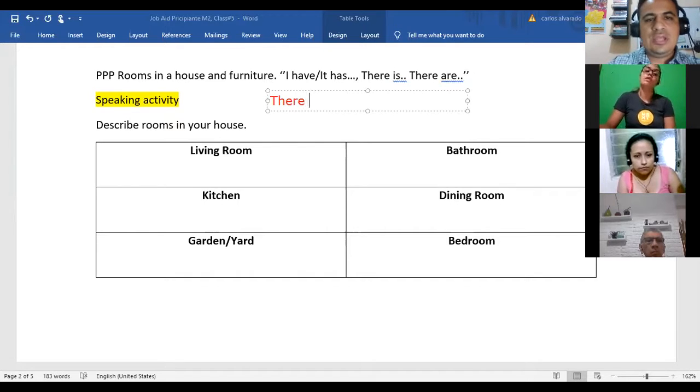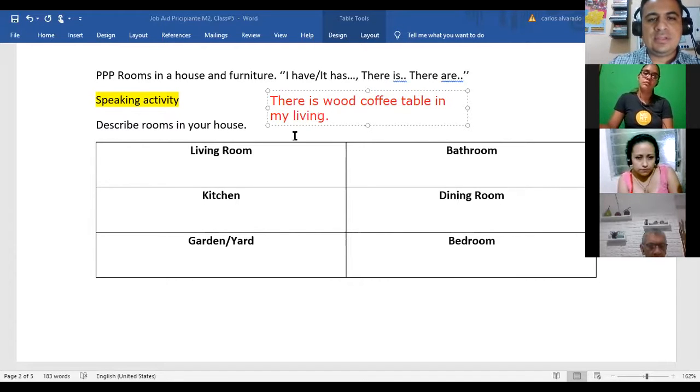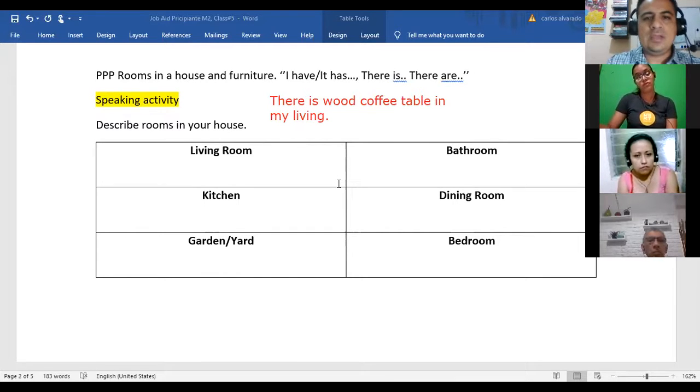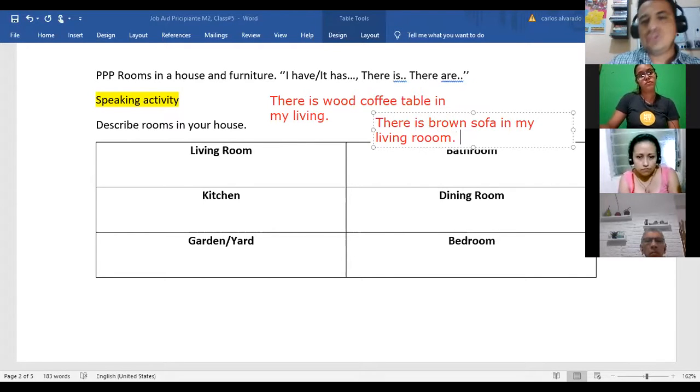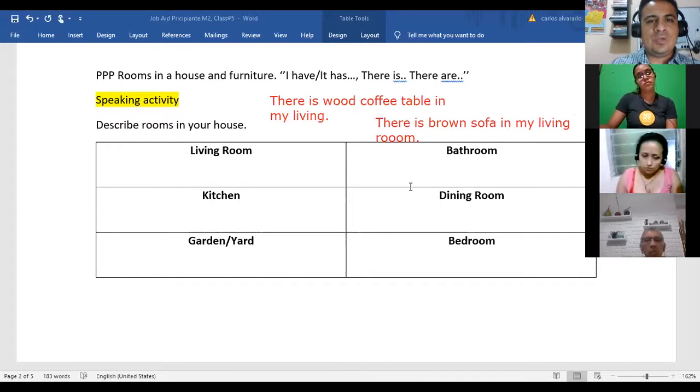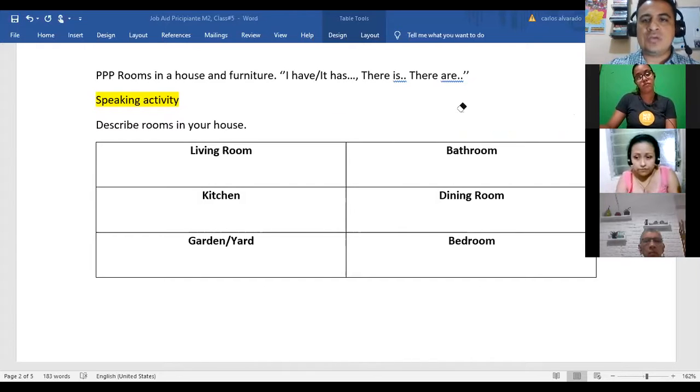For example, there is a wood coffee table in my living room. Okay? Lo estoy describiendo que es de madera. Wood. Okay? Or maybe, ¿puedes describirlo con el color? There is a brown sofa in my living room. Okay? So you can change it, right? So, tomen el tiempo para describir ustedes, right? Different rooms in your house. Okay, questions about this activity?